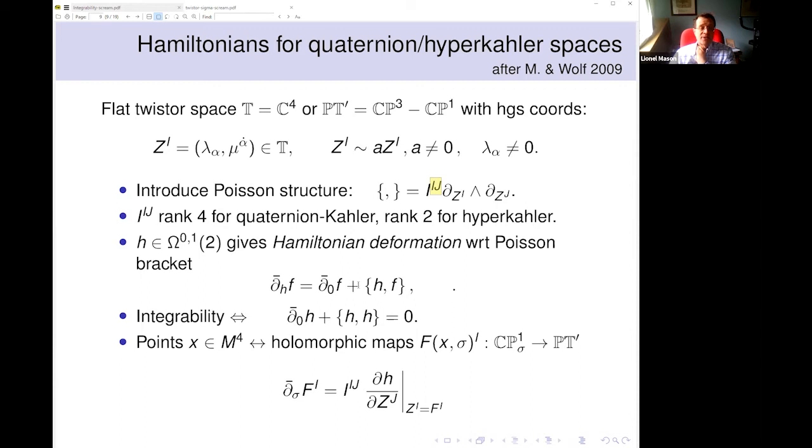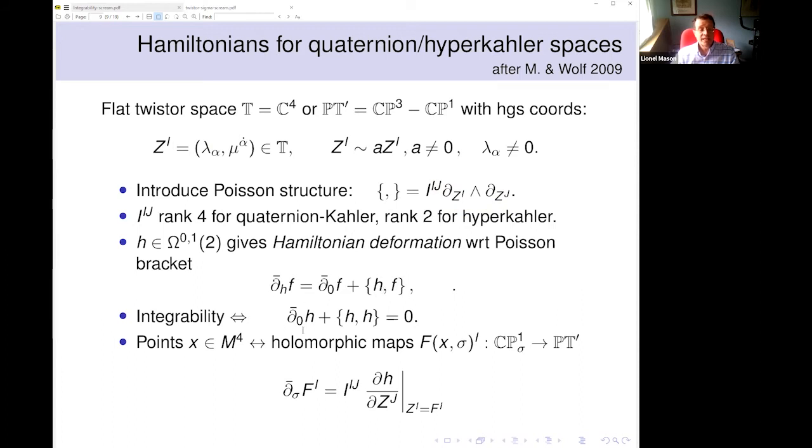And so I developed a formalism for describing this in a Dolbeault framework with Martin Wolf 12 years ago. In that formalism, you can say that the deformed d-bar of some function f is a finite deformation of the flat d-bar operator. Here we're thinking of lambda and mu as holomorphic coordinates, so this would just be d lambda bar times d by d lambda bar and so on. So it's corrected by this Hamiltonian deformation. This H is a (0,1)-form with homogeneity degree 2 to compensate for the negative homogeneity of the Poisson structure.